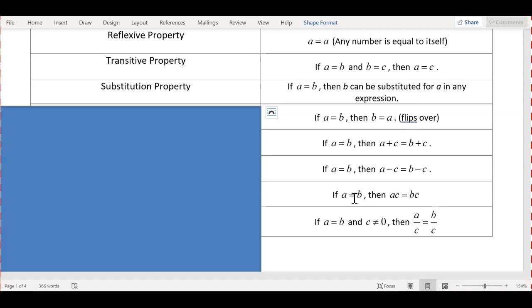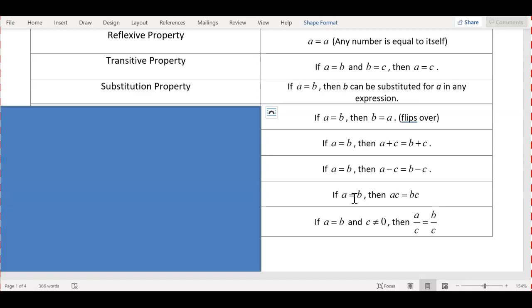Next one. Now look at this. If A equals B, then B equals A. What happens when you flip it over? Think about it. If it's the same on both sides, you can flip it over. Now think about this. This is a geometry term. If I have something that I can fold down the middle and it's the same on both sides and you fold it in half, what's that called?